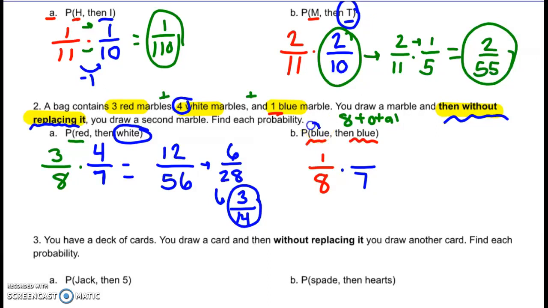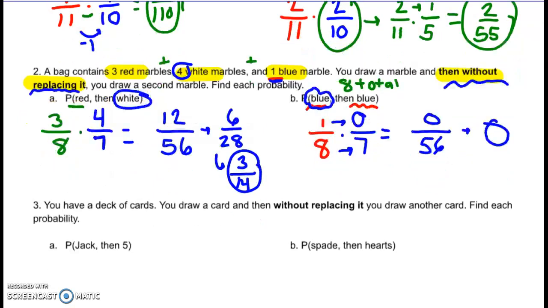But if we wanted blue on the first try and we got blue on the first try, how many blue marbles are still left for us to draw? There was only 1 in the bag, and if we picked it that first time, our chances now are 0 out of 7. And so when I multiply these numbers across, we know that anything times 0 is 0. So this will be 0 out of 56, or just 0. This is an impossible event. We can't draw a blue marble twice when there's only 1 blue marble in that bag.